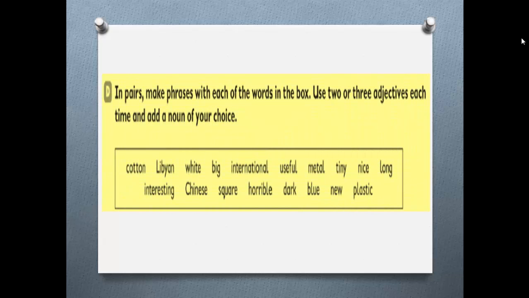Number D, in pairs, you and your partner make phrases with each of the words in the box. Use 2 or 3 adjectives each time and add a noun of your choice. Here we have some adjectives like cotton, Libyan, white, big, international, useful, metal, tiny, nice, long, interesting, Chinese, square, horrible, dark, blue, new, plastic.